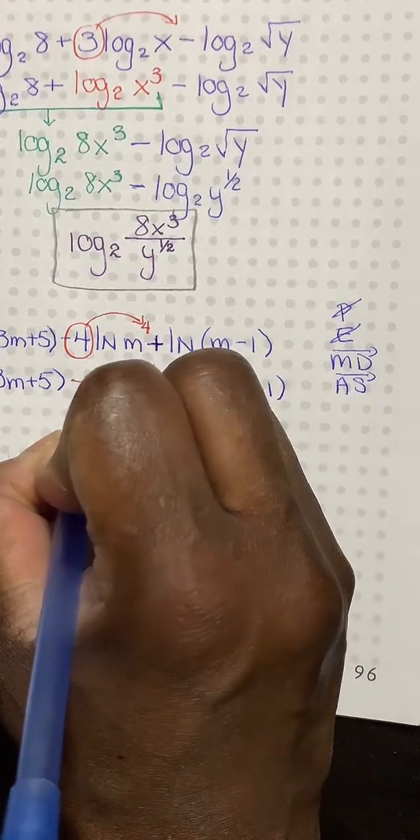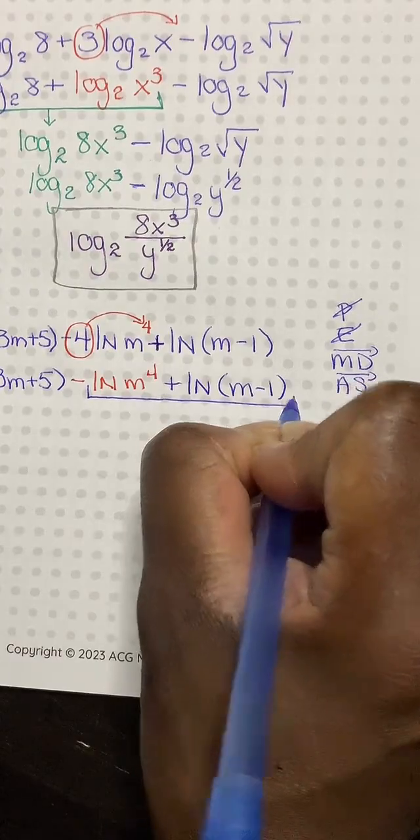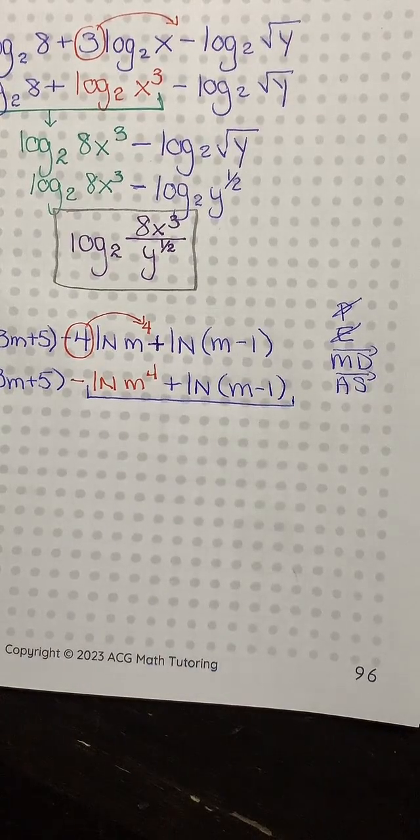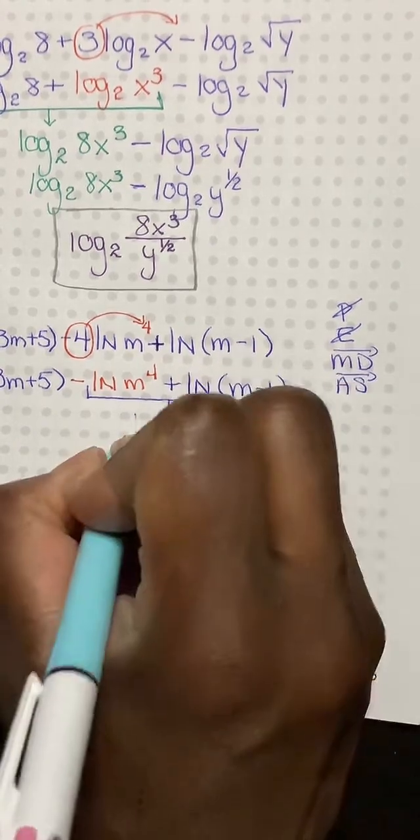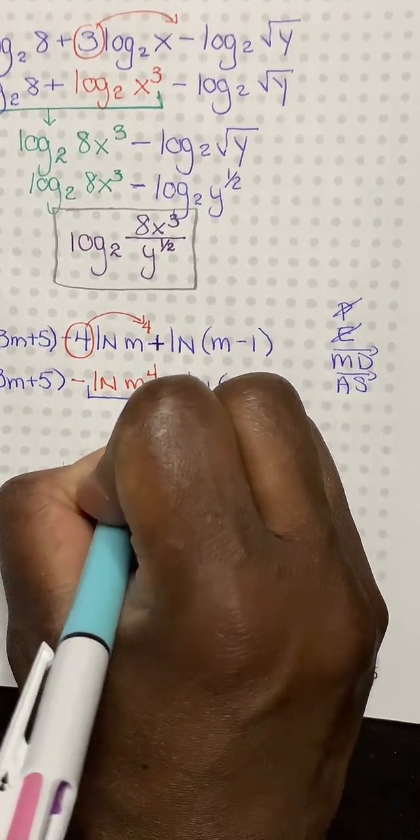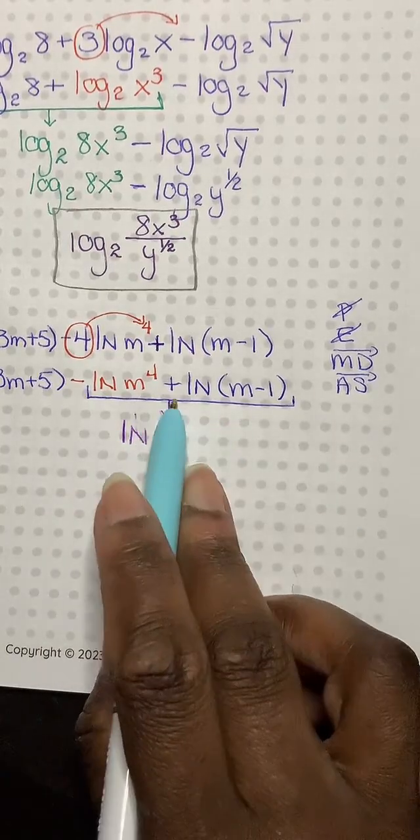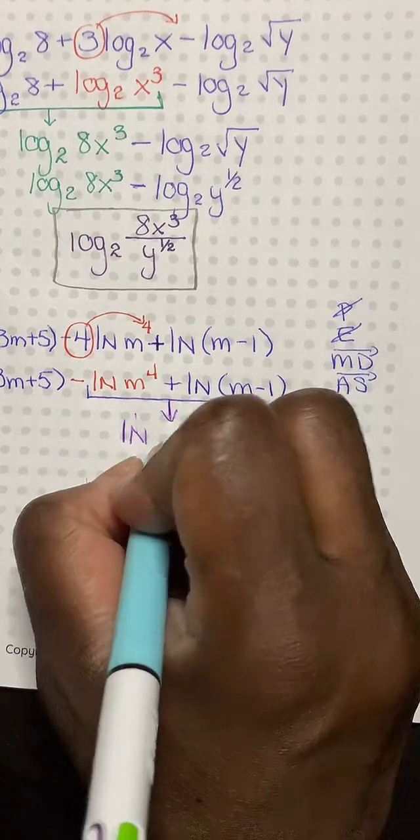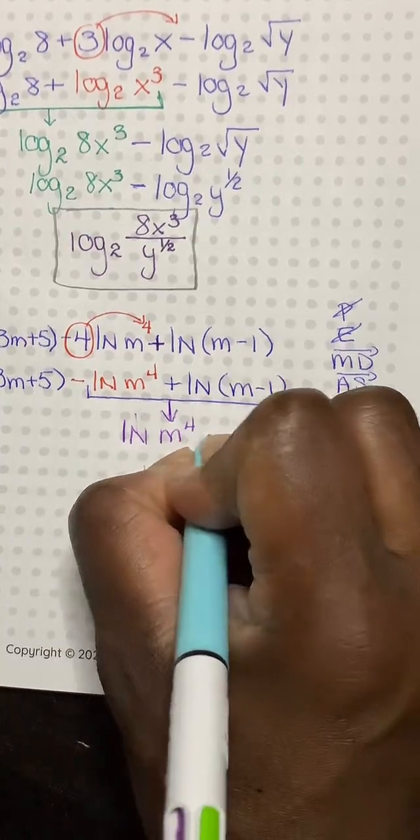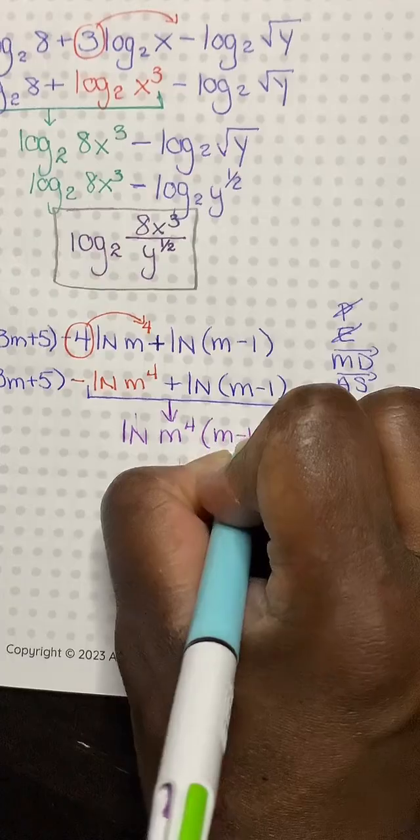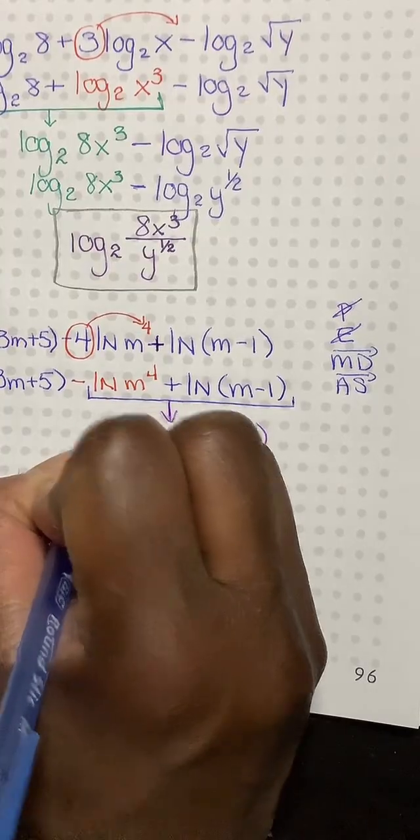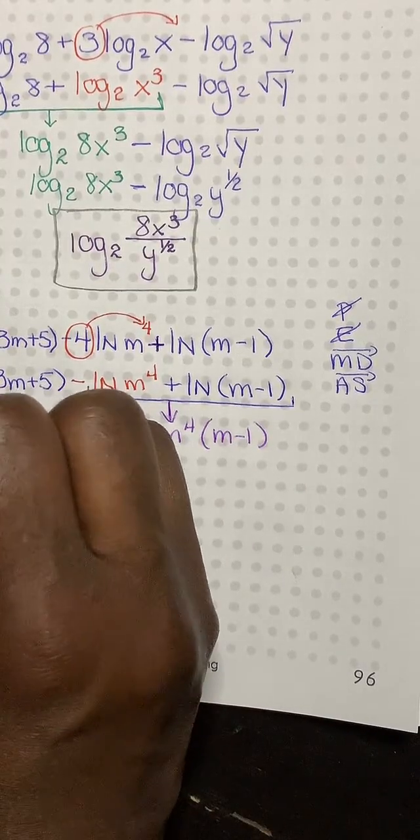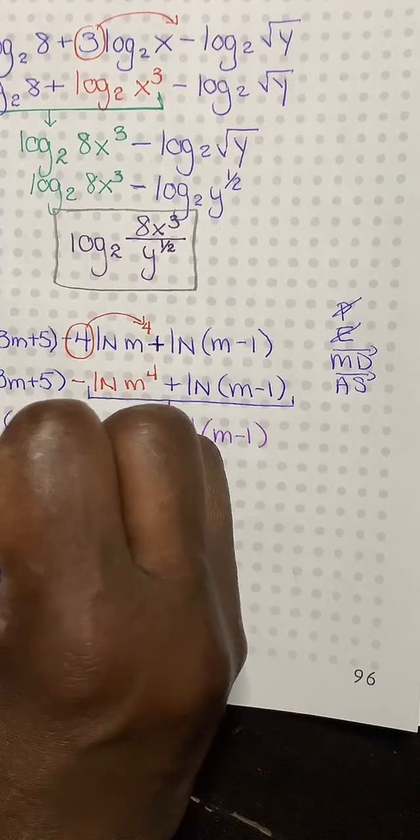So if we do this, what we will get is that natural log. And since it's addition, we're going to multiply those. So it will be m to the fourth times m minus 1. Then we bring down our natural log, 3m plus 5.